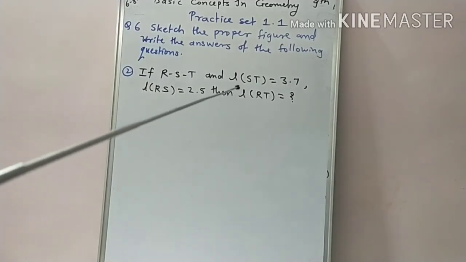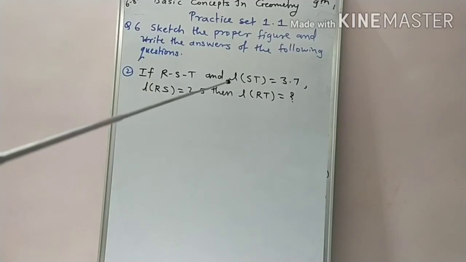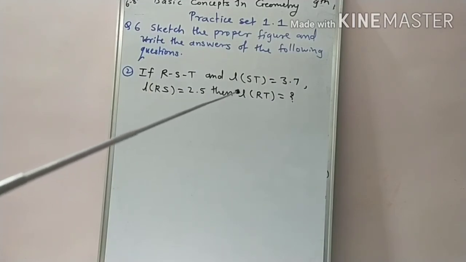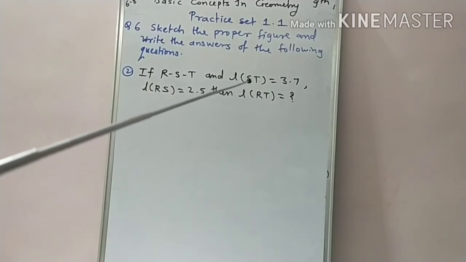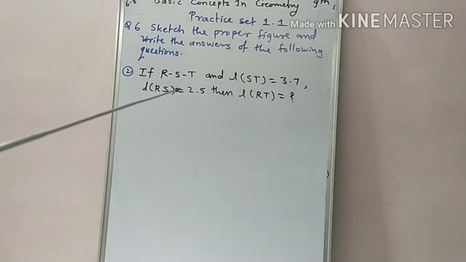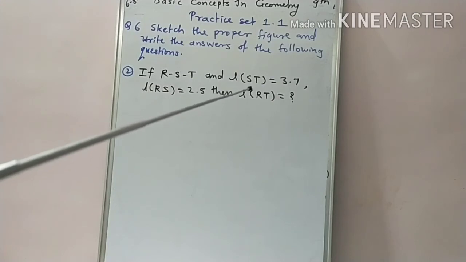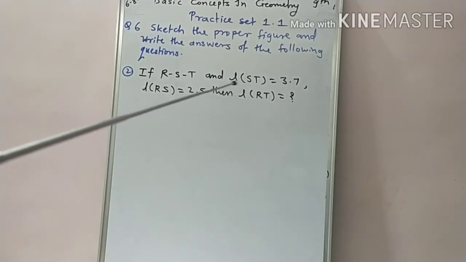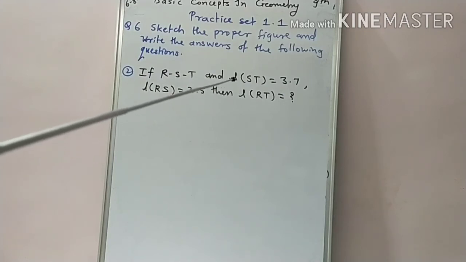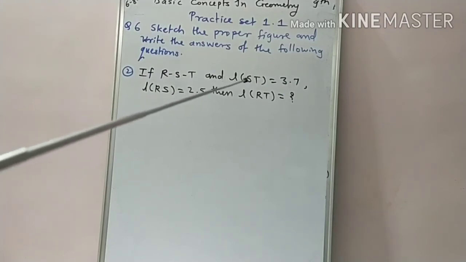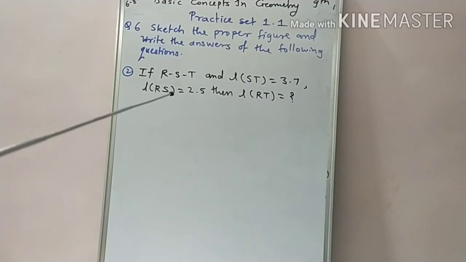Here, instead of the distance between S and T, we mention it as, we are given length ST, meaning the length of the segment ST is 3.7. If we write the letters with a comma in between the 2 points, that is the distance between 2 points, and for a segment we write the symbol L, meaning length ST. Here length RS is given and length RT we have to find.